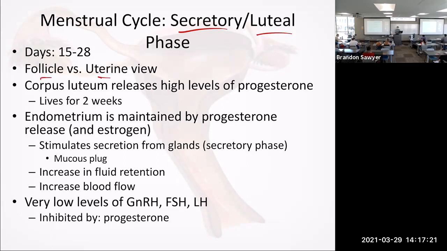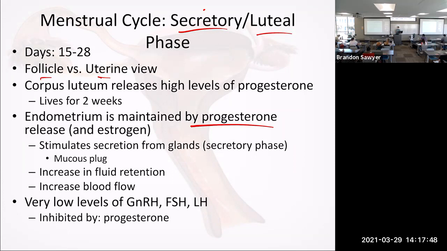This is the most consistent time period of the menstrual cycle. Most women have pretty much a 2-week luteal phase. The other parts are the ones that vary a lot, and that's because that lifespan of the corpus luteum is pretty consistently about 2 weeks.